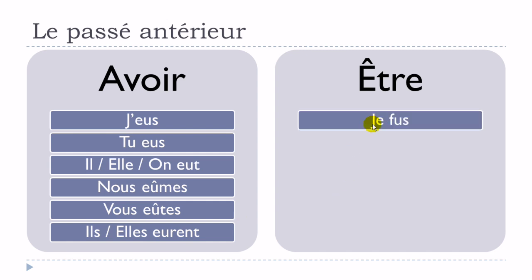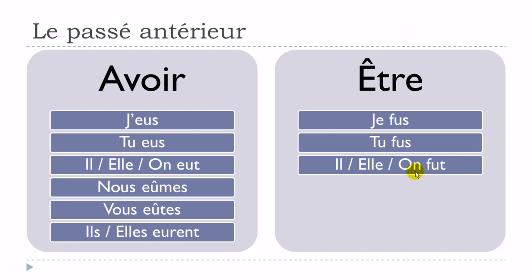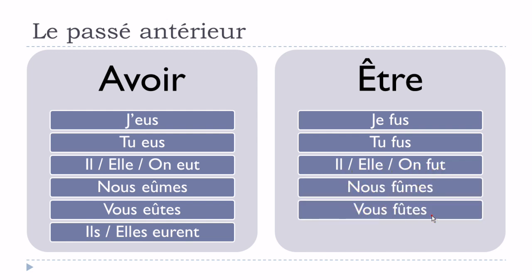Then être goes like that. Je fus, tu fus, il fut, elle fut, on fut, nous fûmes, vous fûtes, ils furent, elles furent. Okay? Je fus, tu fus, il fut, nous fûmes, vous fûtes, elles furent. Okay? So this is the first part. Remember that you get to use this when you construct this passé antérieur. Then the second part is what we call le participe passé.